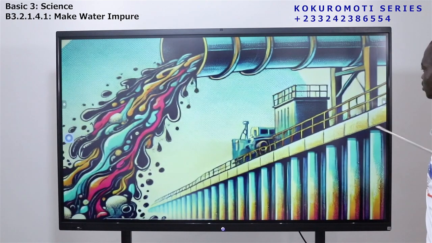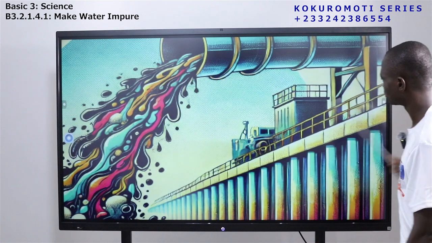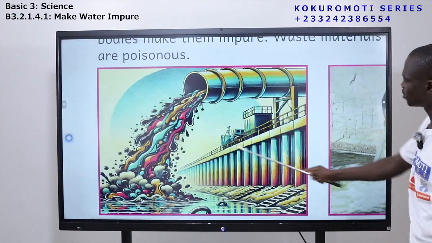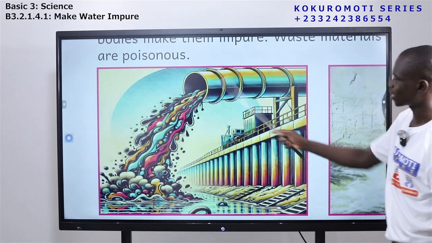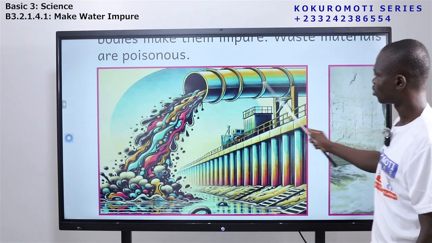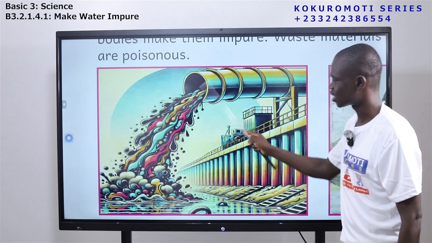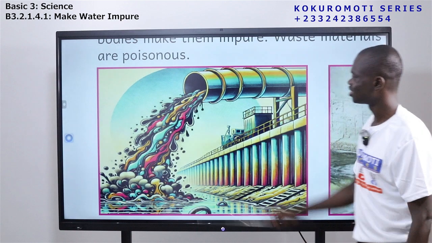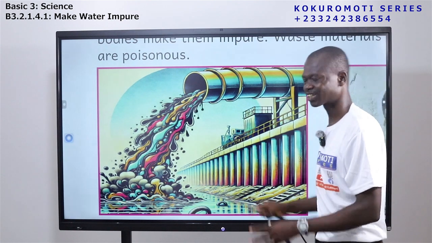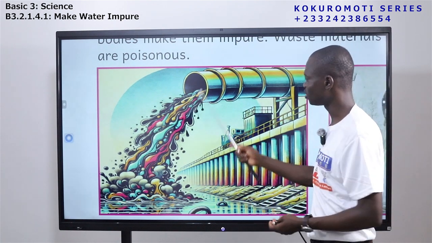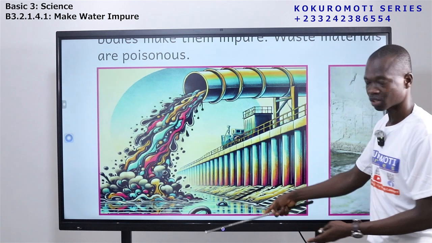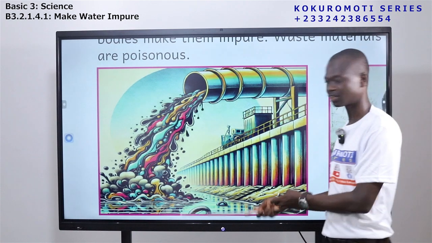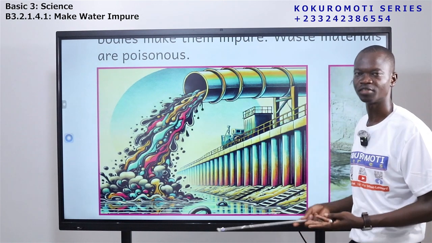Now, look at it carefully. This is a factory. Have you seen the factory? And they have this pipe coming from the factory. What we have inside the pipe is what? Waste substance. And they have been what? Dumped or poured into what? Water bodies. These are poisonous chemicals from the factory. So if they get into the water bodies, you cannot use the water again because of the chemicals in it. If you use the water, you will surely have effects.